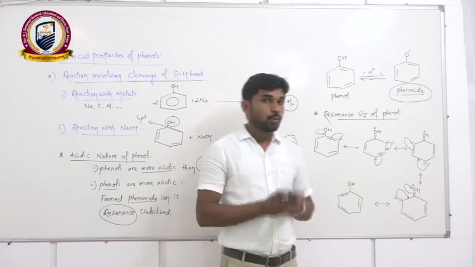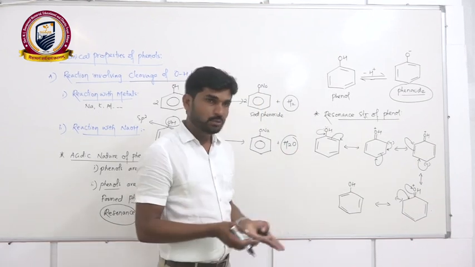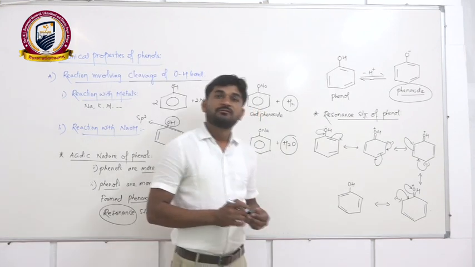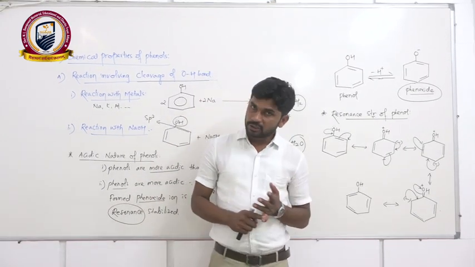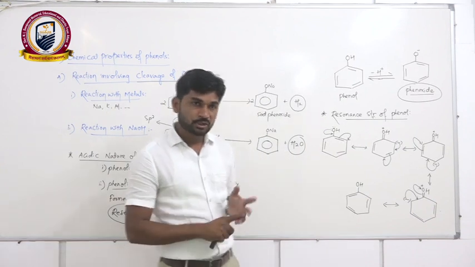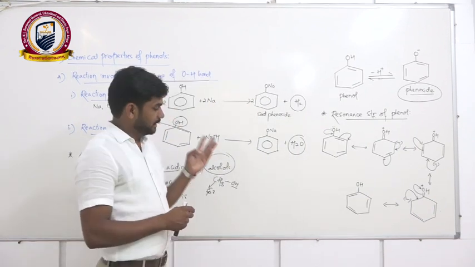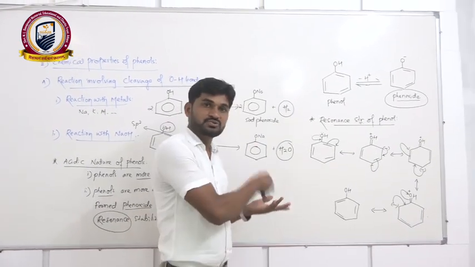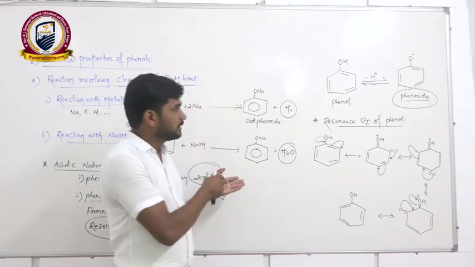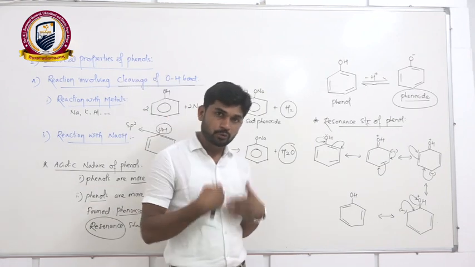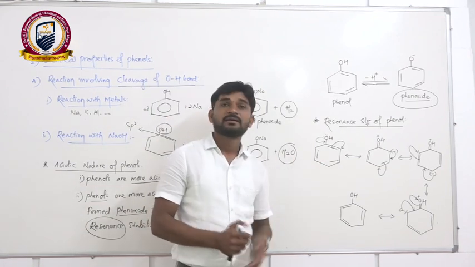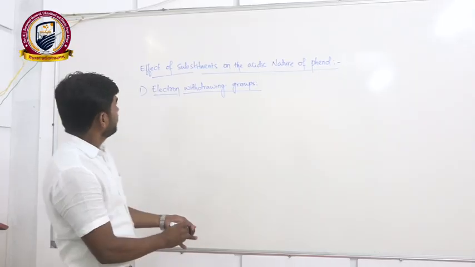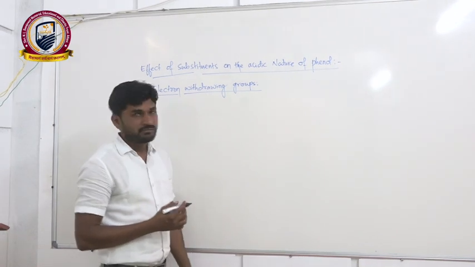And the next one is, what is the effect of substituents on the acidic nature of phenols? Effect of substituents means what here? Phenol may have electron withdrawing groups as well as electron donating groups as substituents. If the phenol is attached with electron donating substituents, what happens to its acidic nature? If the phenol is attached with electron withdrawing substituents, what happens to its acidic nature, right? Let us now discuss the effect of substituents on the acidic nature of phenols.